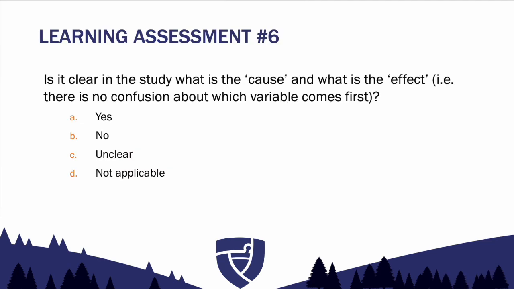We're now on learning assessment number 6 for the presentation, which is the first question from the Joanna Briggs Institute Critical Appraisal Checklist. So for this study, is it clear in the study what is the cause and what is the effect? That is, there is no confusion about which variable came first. Yes, no, unclear, or not applicable.